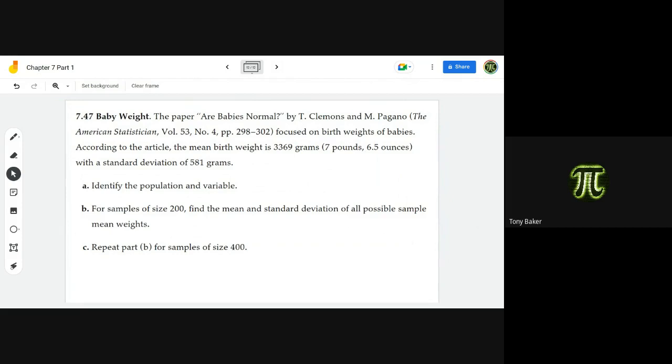What's the population? Babies. Very good. We've learned. You didn't say like babies' weights or anything. Babies. That's the population. What's the variable? The weight. Good. And yeah, you might want to qualify and say in grams because we weigh things differently.